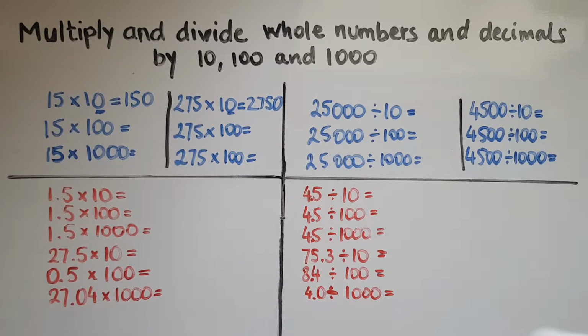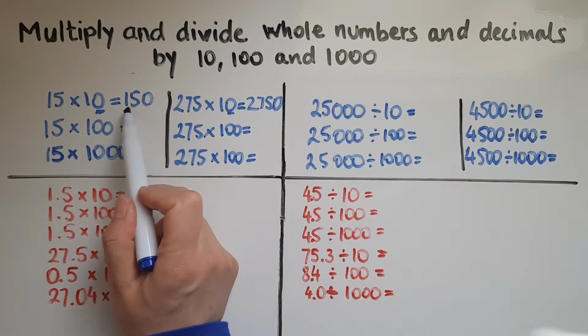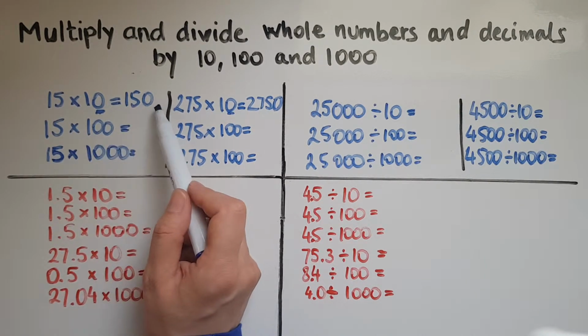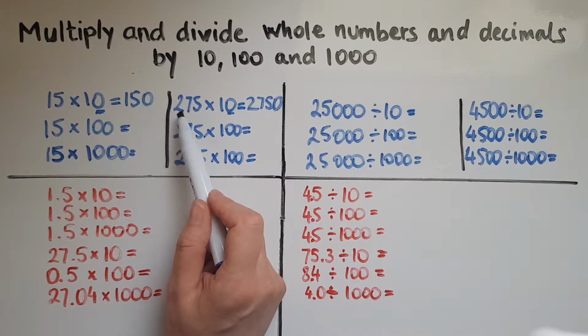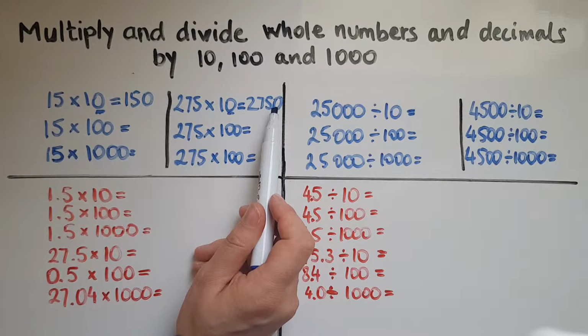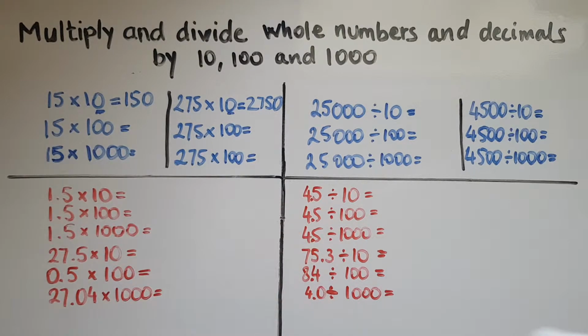So that's what happens when you multiply a whole number by 10. You just add a 0 at the end. Because if you look at it, the number has got bigger. 15 lots of 10 is 150. 275 times 10 gives you 2,750. So by adding that 0, we're making the number much larger, actually 10 times larger.